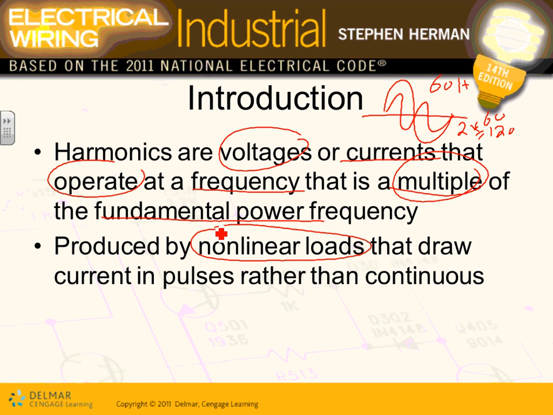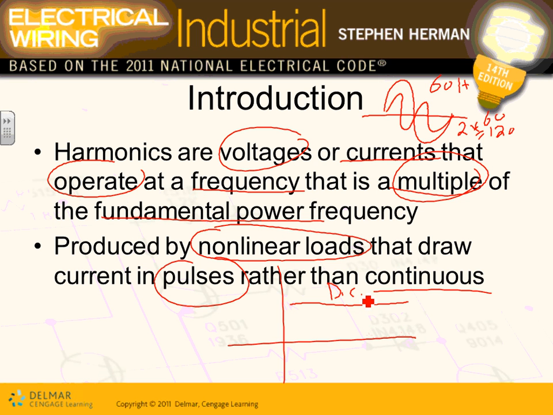Nonlinear loads draw current in pulses rather than continuously. Guys, we're in the business of delivering electrical power. Edison, God bless his heart, years ago discovered we can deliver in DC. So here's my DC delivery, and that vehicle was great, awesome, until Mr. Tesla came and said, I can deliver that power in a better means. You're driving that power using a truck, I can use an airplane to deliver, or a train. So that's your DC.